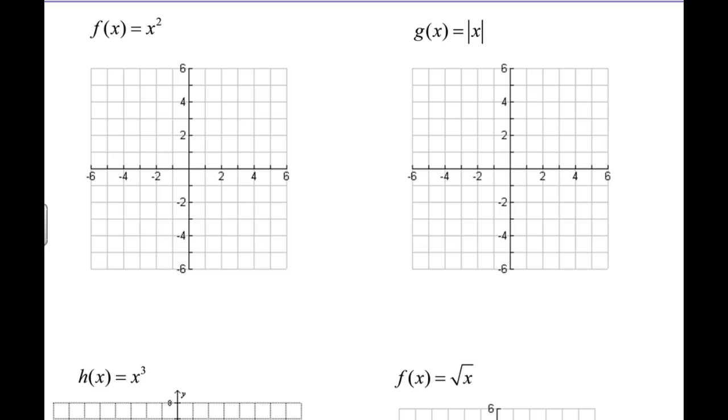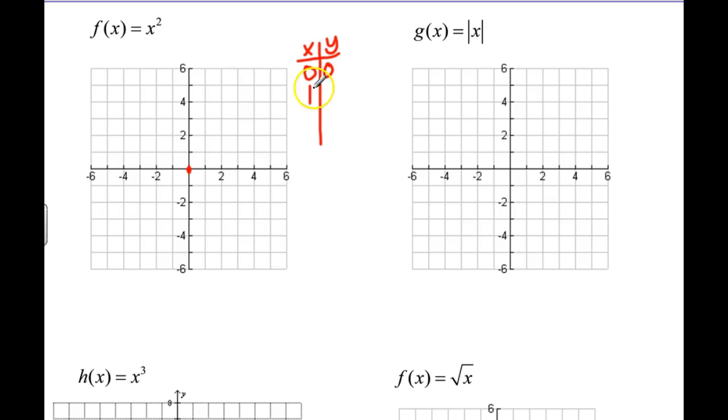Before we get too much into piecewise though, I want you to know these four graphs by heart. It's really going to help you in the lessons going forward. So let's go ahead and learn them. We're just going to plot a few points here like we did in the last chapter, x comma y. If we plug in, say, 0 for x, we get 0 squared, which is 0. So we have a point right there.